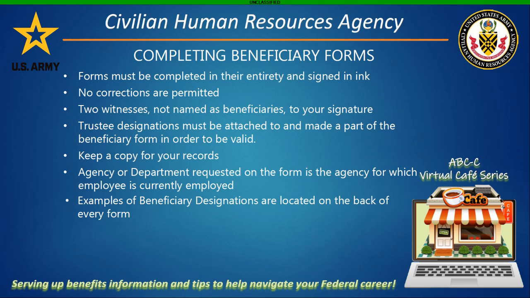If an employee makes an error, they must resubmit a clean form. There can be no strike-throughs, cross-outs, initialed information, or the use of any type of correction fluid or tape. Two witnesses who are not named as beneficiaries must witness the employee's signature on the form. Their signatures must be in ink or via CAC certificate to be valid.